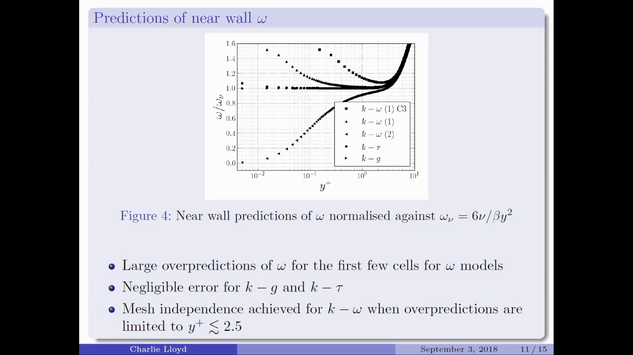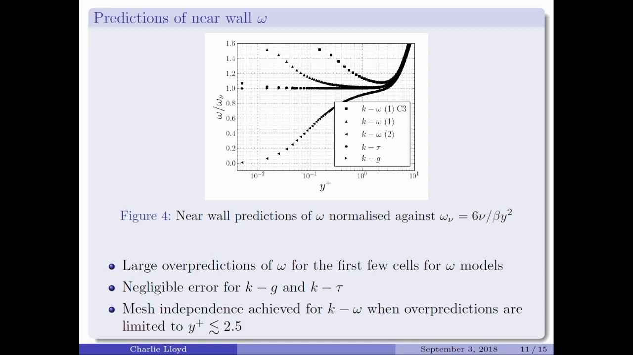And you can see that this has a big impact on a lot of the cells as you get further away from the wall. I hypothesize that as long as your cells are small enough that this overprediction is limited to below your viscous sublayer, you don't get any issues carrying on into the free stream.